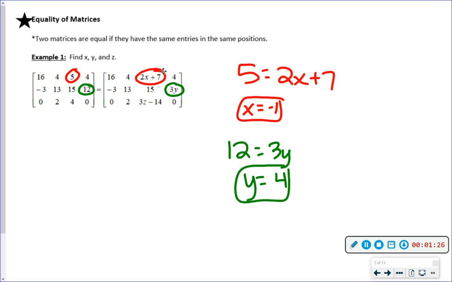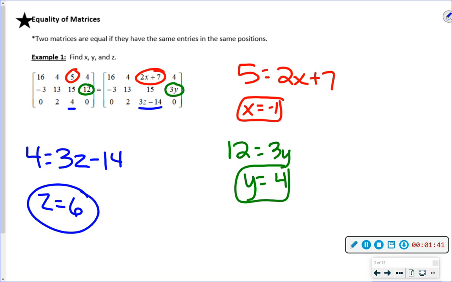Okay, and then we're going to do z, of course, corresponds to 4. You might even be able to solve that one in your head. Do it in your head. Z is 6. That is equality of matrices. No need to cover that anymore.